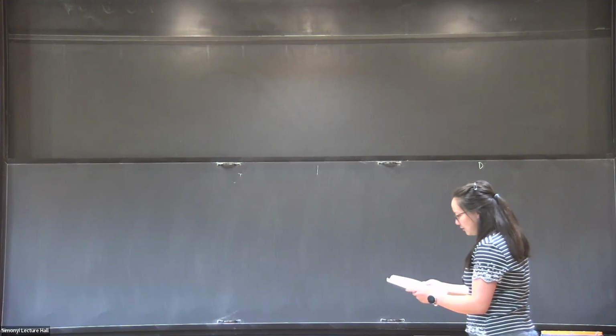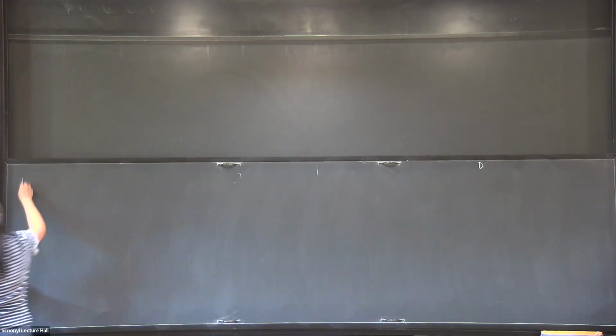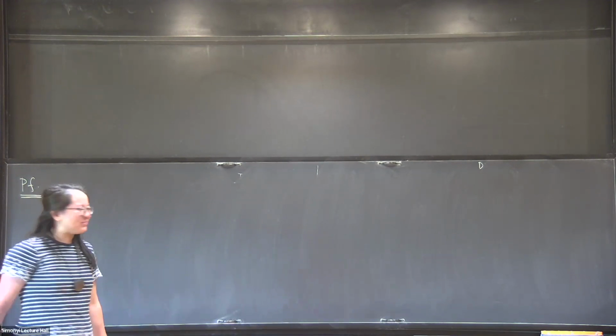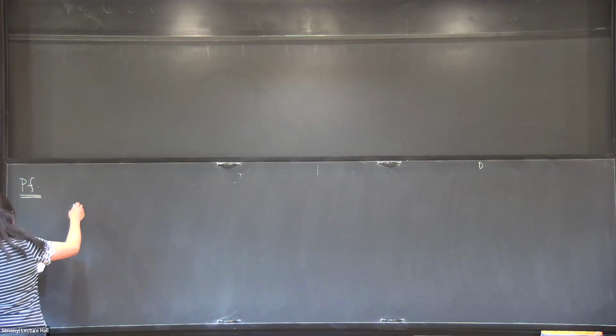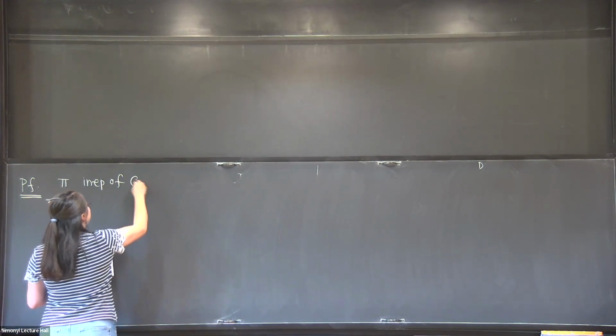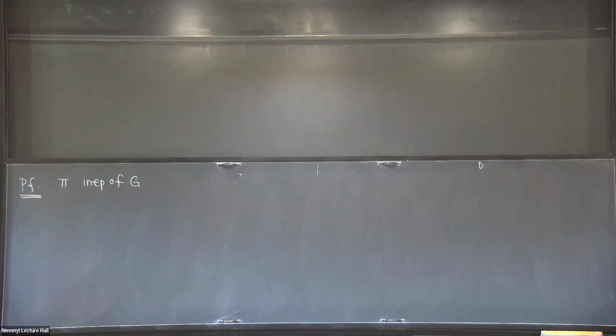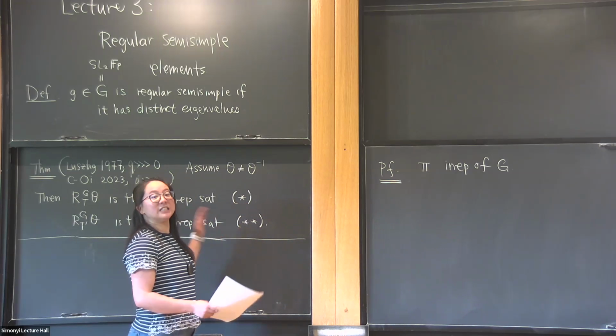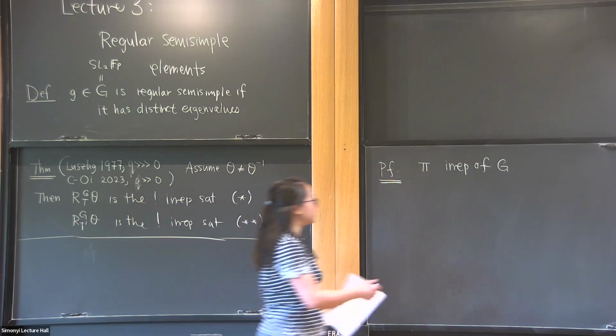Okay, so let's do this. What is our task? Our task is to do the following thing. Oh no, I erased star and double star. Everyone remembers, correct? Okay, so let pi be an irrep of G. What do I have to say? If pi is an irrep that satisfies either star or double star, then it's the same as R_T^G theta. That's the task.